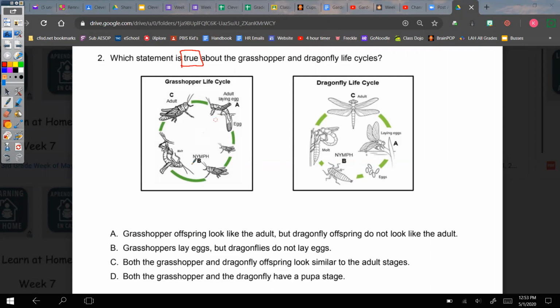So let's think about our chart. And here's the offspring. This is the very young phase of the grasshopper's life. And here's the adult phase. Okay, the grasshopper offspring look like the adult. I would say that that's true. But the dragonfly offspring do not look like the adult. Here's the dragonfly offspring, and here's the adult. And we mentioned earlier that they look a little bit similar. Okay, they don't look completely similar. They do look a little bit similar. So I would say, yeah, that the dragonfly offspring does not completely look like the adult. Okay, not as much as the grasshopper does. I would say that that's true. So maybe that's our answer.